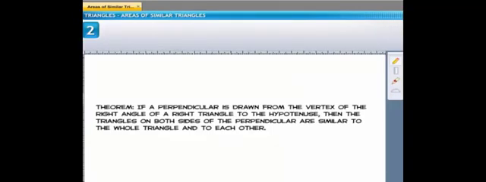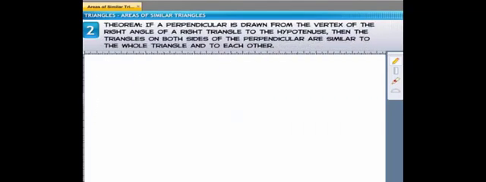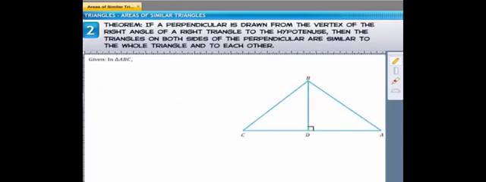Now, let's look at another important theorem, which states that if a perpendicular is drawn from the vertex of the right angle of a right triangle to the hypotenuse, then the triangles on both sides of the perpendicular are similar to the whole triangle and to each other. Consider a right triangle ABC. It is given that angle B is the right angle and BD is perpendicular to the hypotenuse AC. Here, we will prove that triangle ABC, triangle ADB, and triangle BDC are similar.